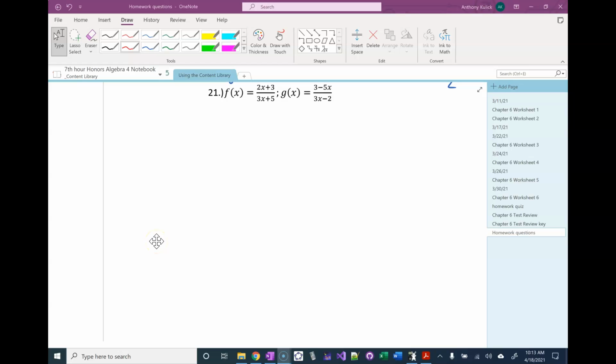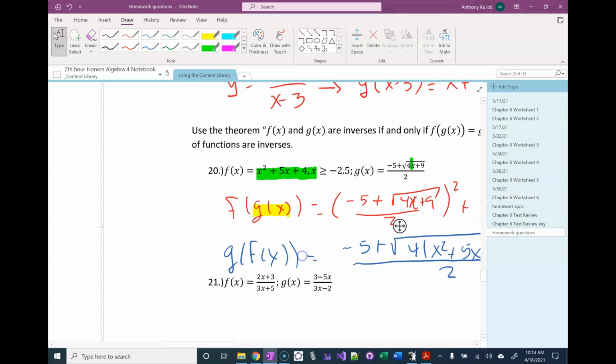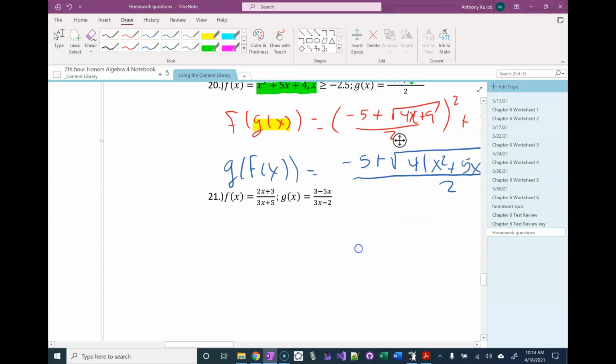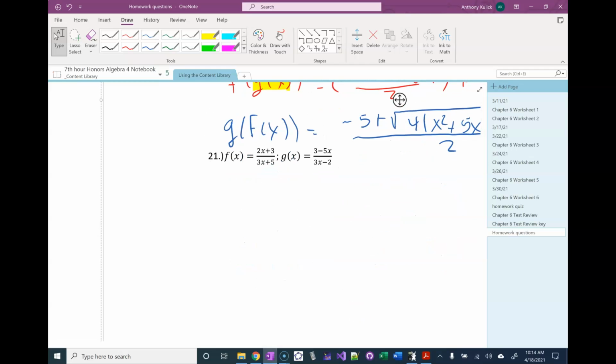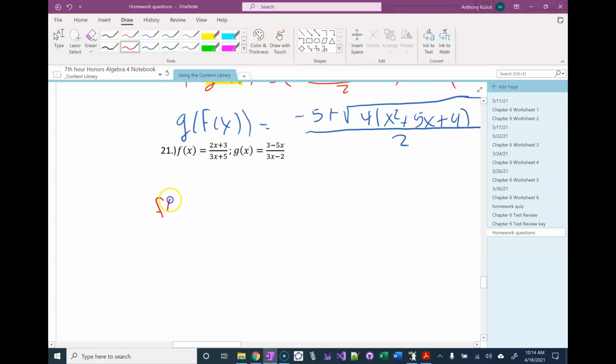This is Chapter 6 review, number 21. So here we're asked to use the theorem quoted in the directions to show that these two things are inverses. So we'll start by doing f of g of x.